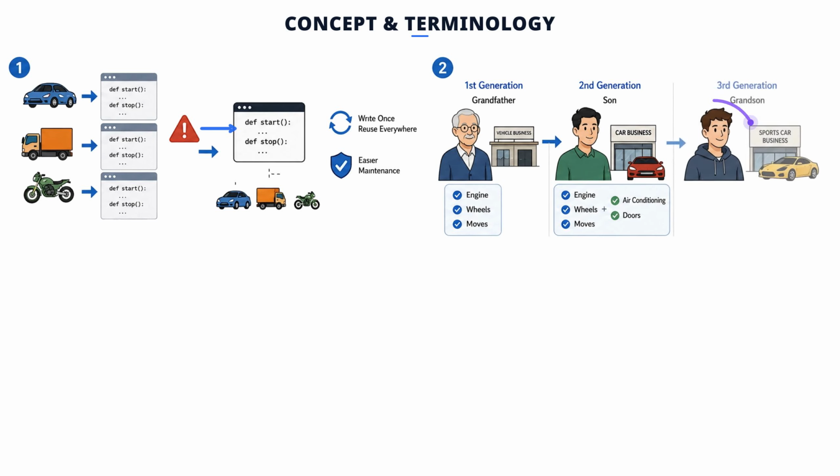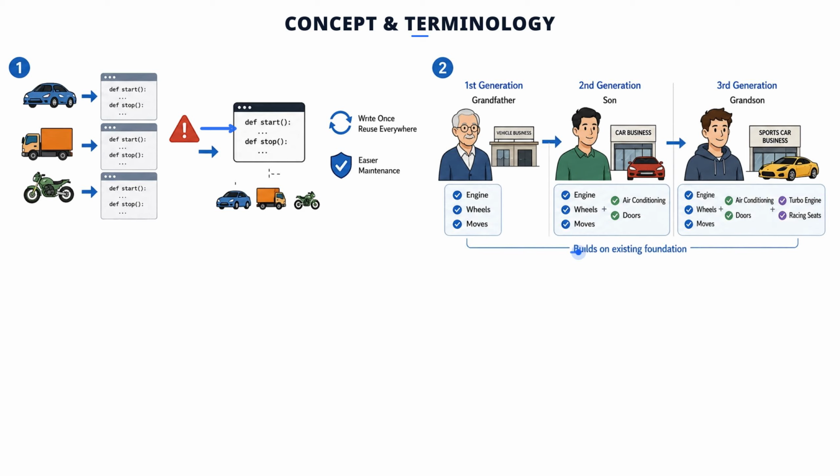Finally, the grandson inherits the car business to specialize further into sports cars. He keeps everything from the previous generations and adds turbo engines and racing seats. Notice how they continually build on the existing foundation without ever rewriting the basics. That is exactly how inheritance works in code.